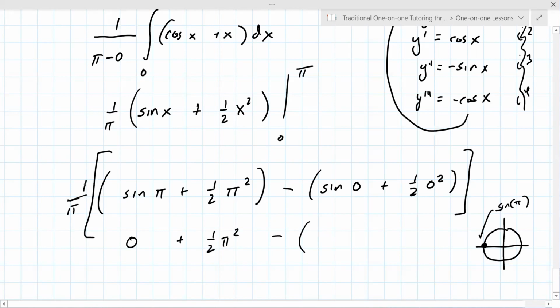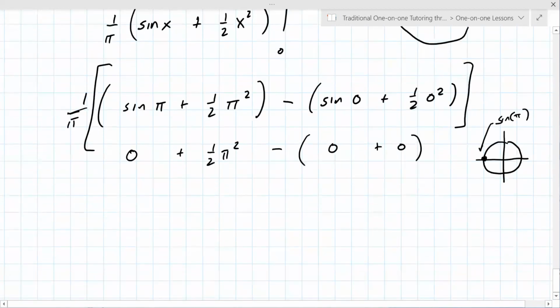You still got this 1 over pi out in front, but sine of 0 is 0, and 0 over 2 is 0. So it's just 1 over pi times pi squared over 2. And then that cancels that. So it's just pi over 2. Exactly. Okay. Great. Okay.